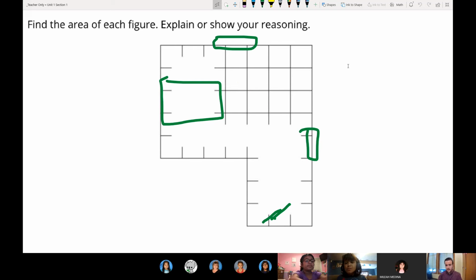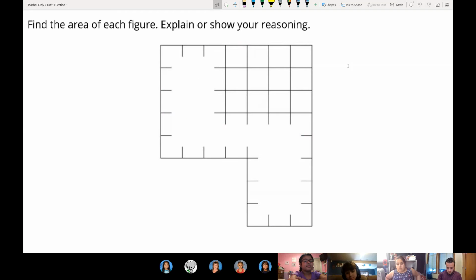Okay. Can I ask you a question? Okay. Is there a way for us to find the area of this with just multiplying length times width, or columns and rows in one step? Do we have a rule for this shape?